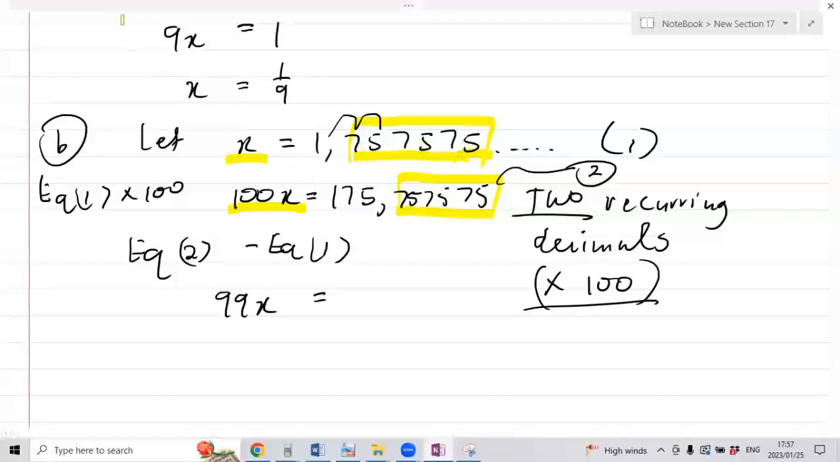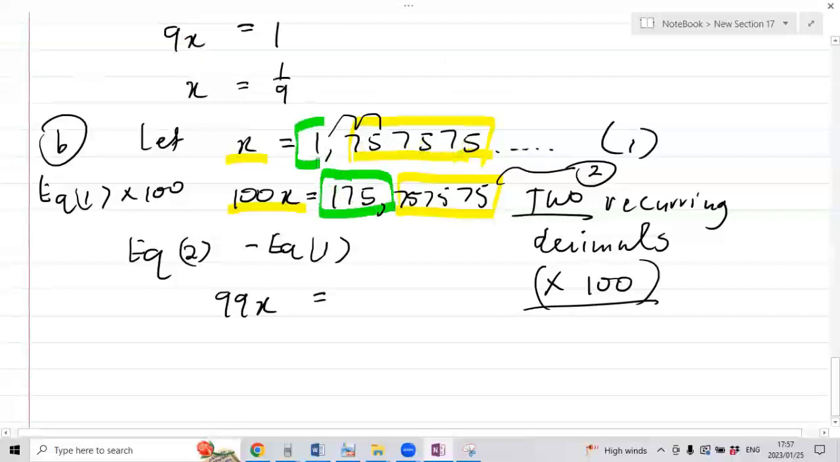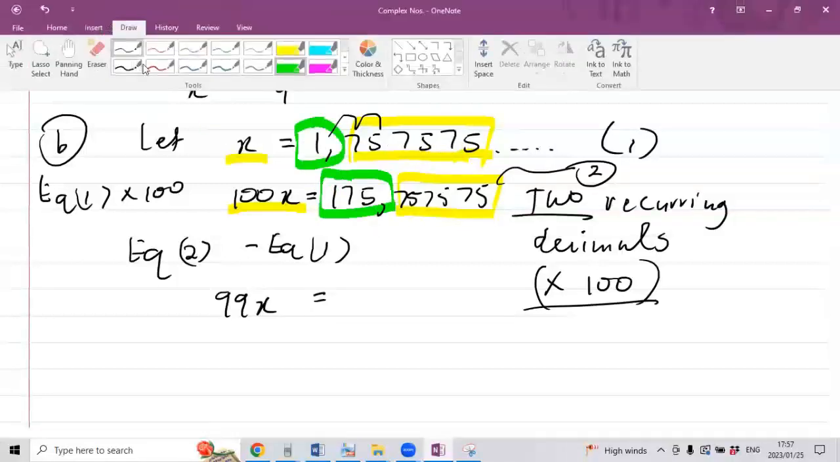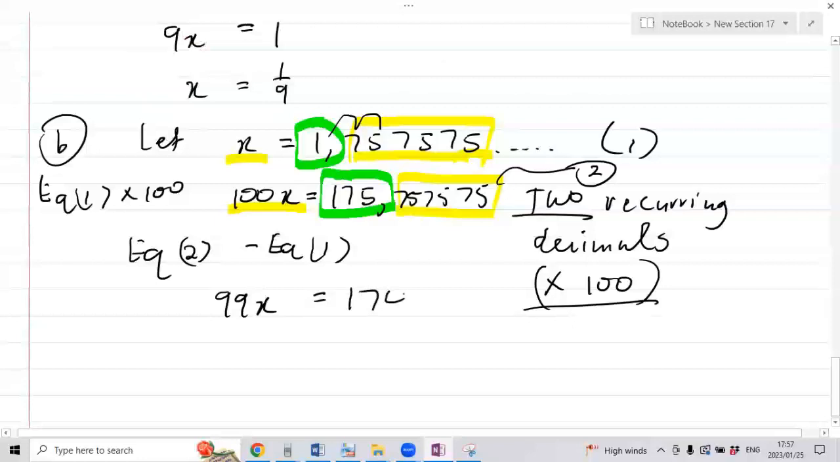But we're interested in this part here now. 175 minus 1 is 174. So you write here 174. Therefore, x equals 174 divided by 99.